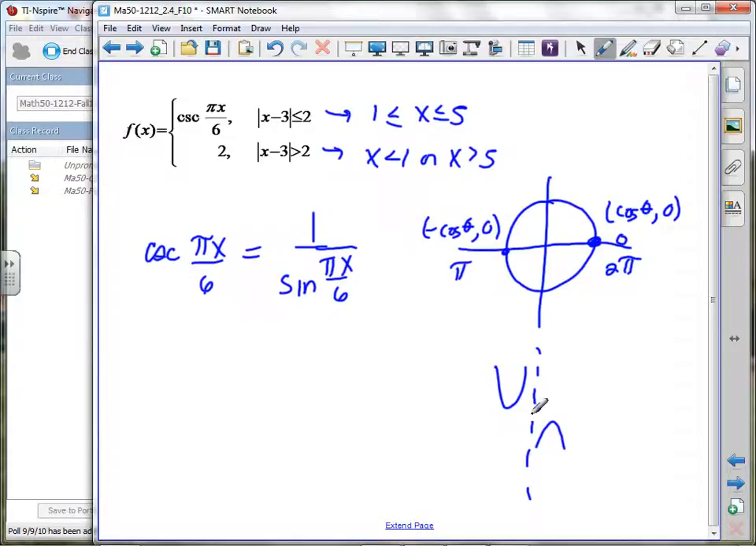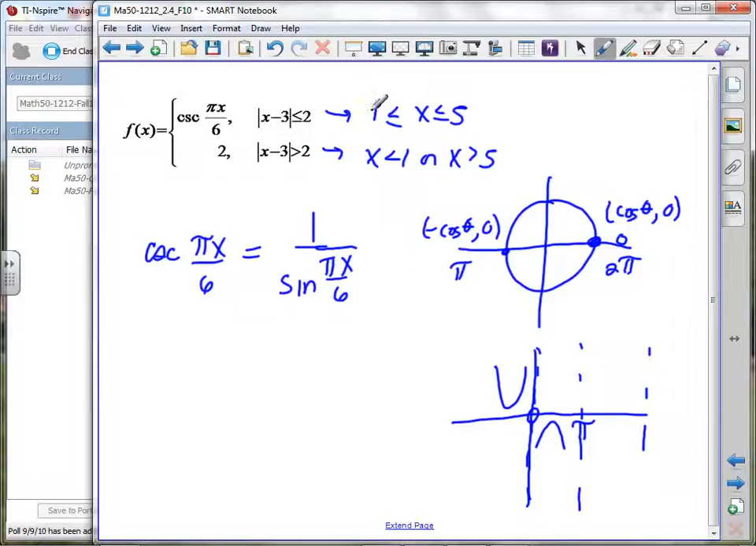This is going to be at 0, and the next one is, and I don't know if I have these correctly as up and down, so we'll go back and look at it, but the other one's going to be where? Pi, and the other one's going to be where? 2 pi, and so on and so forth.